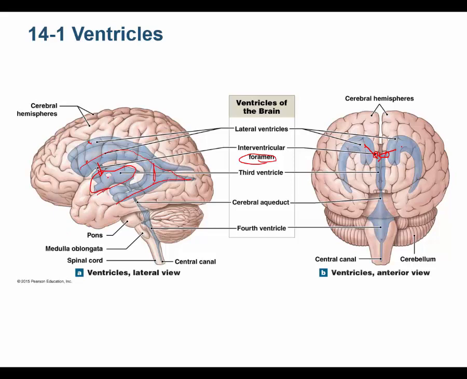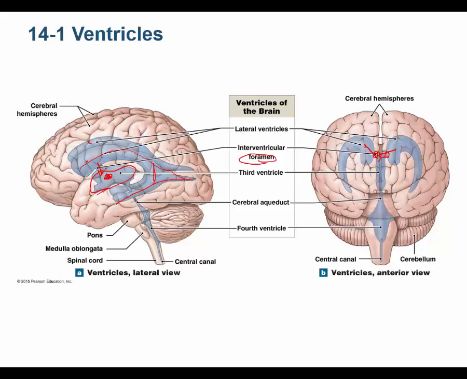Now this right here, it looks like there's a hole in the ventricle, but remember, the ventricles are holes or cavities or spaces. The ventricles themselves are spaces. So this right here, what I'm circling, is actually solid tissue. And it's called the interthalamic adhesion. The thalamus is actually two lobes, the right lobe and the left lobe. And this interthalamic adhesion connects the two lobes of the thalamus.